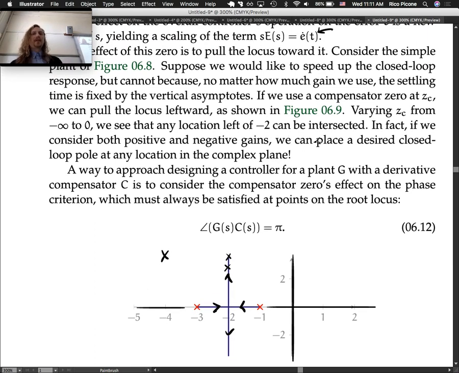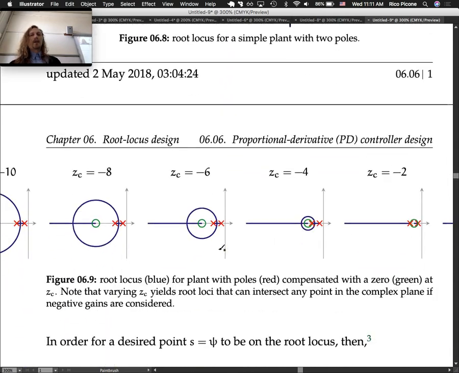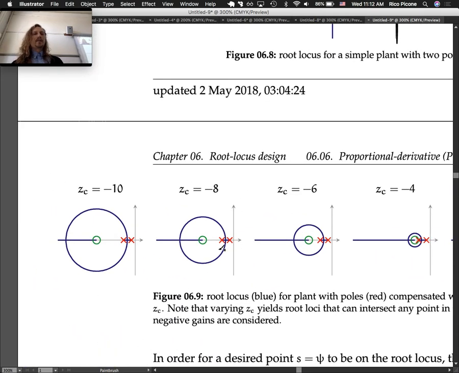If we use a compensator 0, ZC, we can pull the locus leftward, as shown in figure 6.9. So if I start ZC at -10, notice that the locus, instead of going straight up and down like it did before, got pulled leftward, right? So now we could intersect a pole that was like here, for instance. We could intersect the point that was there. Our closed loop poles could be there and there, or here and here.